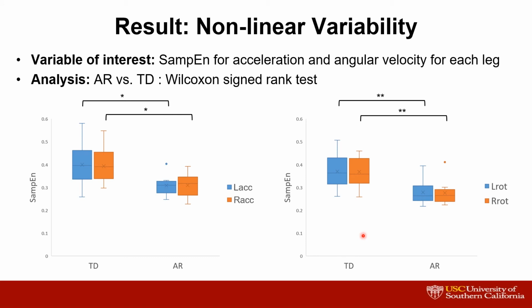On the right side, the results from the angular velocity show a similar pattern. The y-axis shows the sample entropy value for the angular velocity data. We see that both legs in the typical developing group have higher nonlinear variability of angular velocity data than the at-risk group.